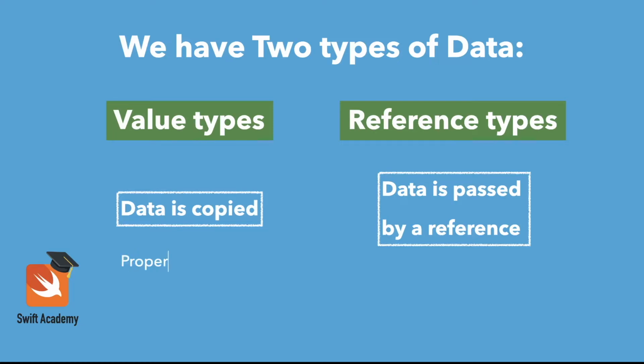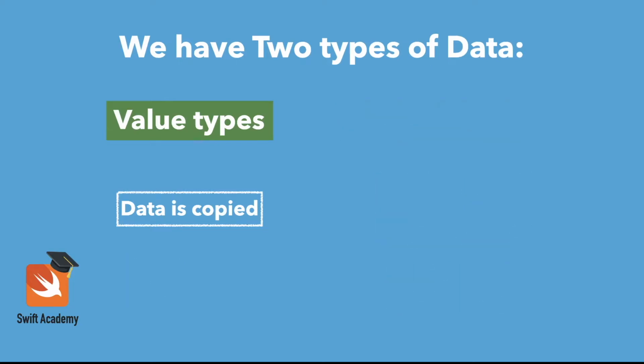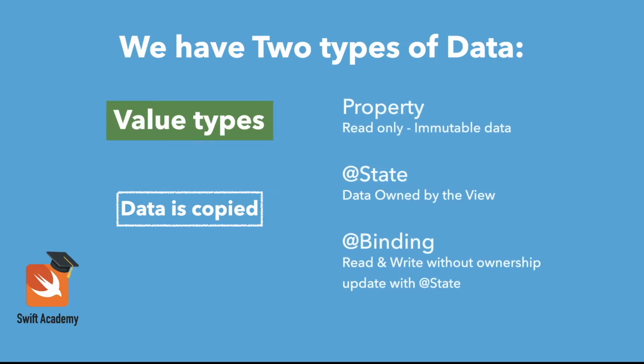So in SwiftUI, we are going to talk about the property, State, and Binding as the value types. And later on, I'm going to create a video to talk about the reference types, which we call ObservedObject, StateObject, and EnvironmentObject. But in today's video, we are going to heavily focus on the value types: property, State, and Binding. The properties inside a view are just read only, and you can't change that data. You remember that views are structs, so the data inside is immutable.